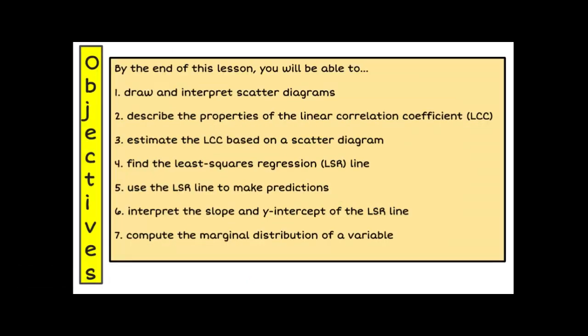By the end of this session, you should be able to draw and interpret scatter diagrams, describe the properties of the linear correlation coefficient, or the LCC, estimate the LCC based on a scatter diagram, find the least squares regression line, or the LSR line, use the LSR line to make predictions, interpret the slope and y-intercept of the LSR line, and compute the marginal distribution of a variable.